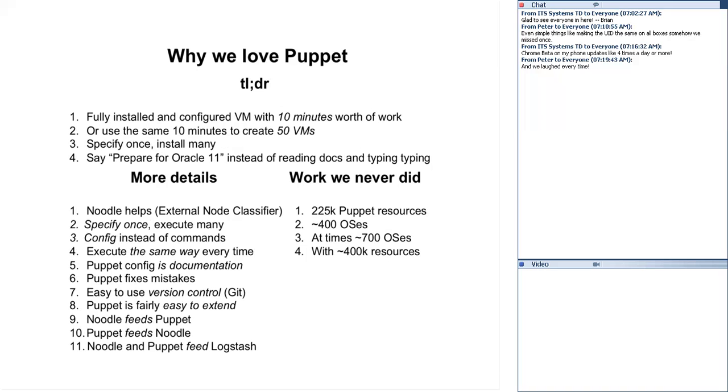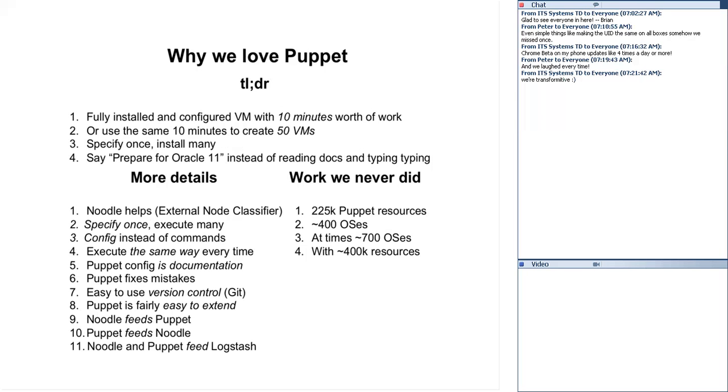So the too long didn't read version of why we love Puppet is we can have a fully installed VM with about 10 minutes worth of work. And currently, as I like to joke, 9 minutes of that work is making DNS changes to get the new systems into DNS. We just recently bought BlueCat, and we're going to replace our DNS system with BlueCat. It has an API, so it's a good automation tool, and we're planning to automate the DNS part. So hopefully in approximately 1 minute worth of human work, we'll be able to create a VM.